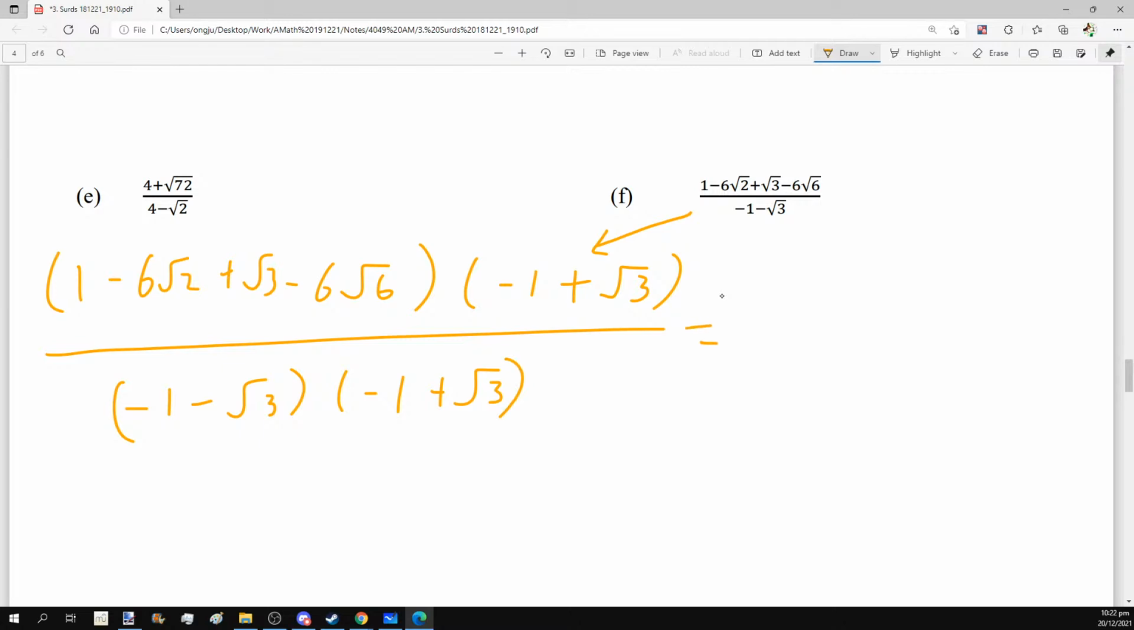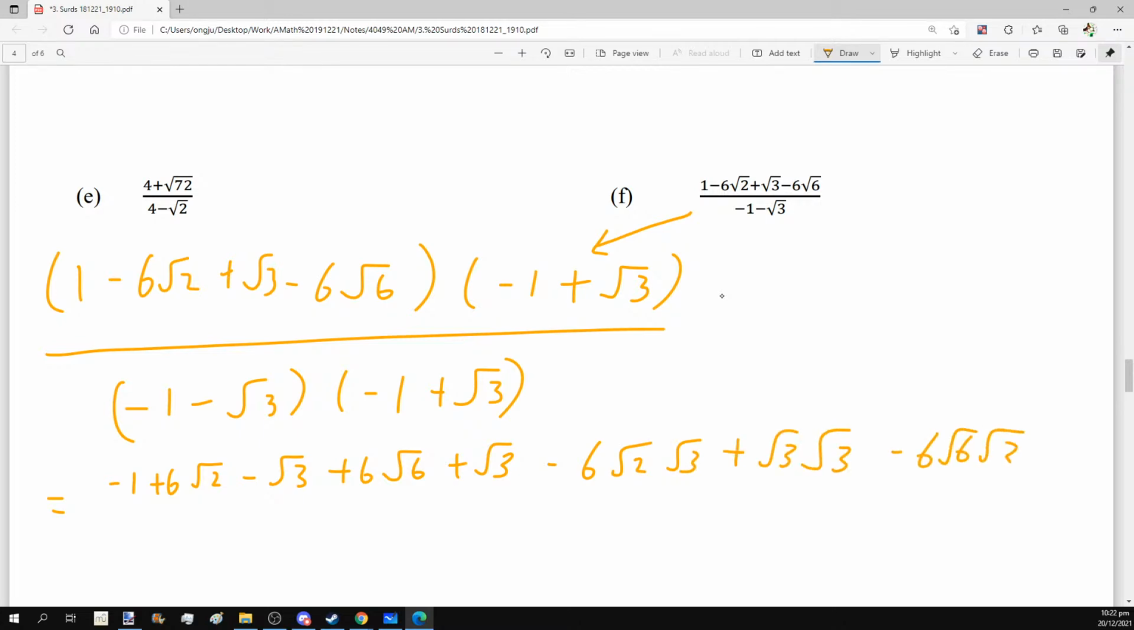Once we have this, then the numerator, same as always, we will have to do quite a bit of work. So from here, let's see. From here, we should expect to get -1 plus 6 root 2 minus root 3 plus 6 root 6. This is due to the -1 on the second bracket. From here, then we have the square root 3, so we'll get positive root 3 minus 6 root 2 root 3 plus root 3 root 3 minus 6 root 6 root 3.